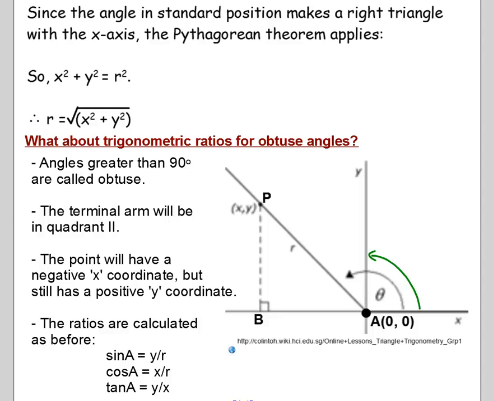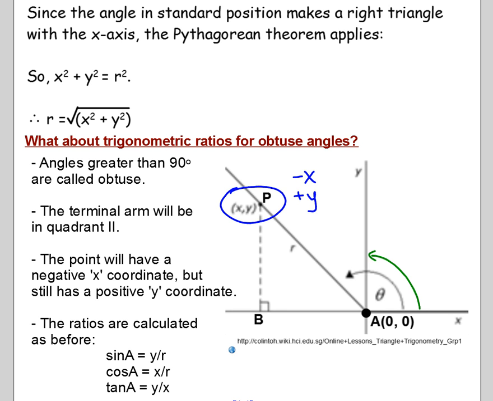Okay, which means the point will have, as we know with quadrant 2, you've worked with coordinate grids enough to know that points in the second quadrant or in that area are going to have a negative x coordinate, but they'll still have a positive y coordinate because they're above the x-axis. I'm not going to try to estimate what the coordinates of this point here might be, but we know that x will be negative and y will be positive.